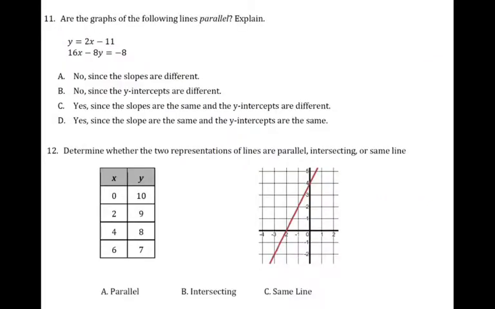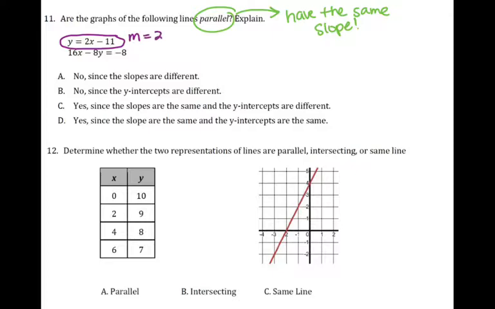Okay, number 11. Are the graphs of the following lines parallel? Explain. So I'm going to make a note. Parallel lines, what it means to be parallel. Parallel lines have the same slope. So what I want to see is if both of these lines have the same slope. Okay, so the first equation is in slope-intercept form, this one right here. So I can see that my slope is 2.